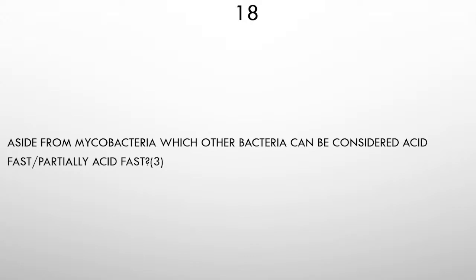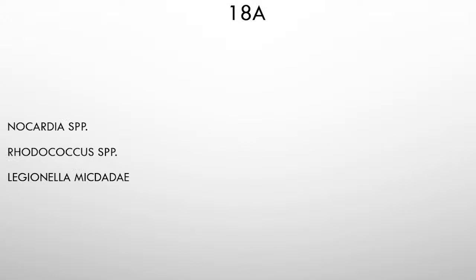In this case, we're going to talk about acid fastness, the ability of an organism to resist decolorization with an acid decolorizer after staining with carbolfuchsin. So, organisms that are considered to be acid fast or partially acid fast, we have three again. This is Rhodococcus, Nocardia, and Legionella micdadei. Alright? So please don't forget them.